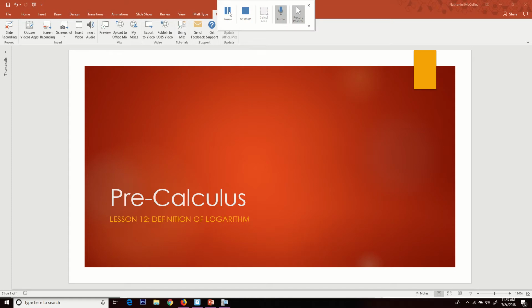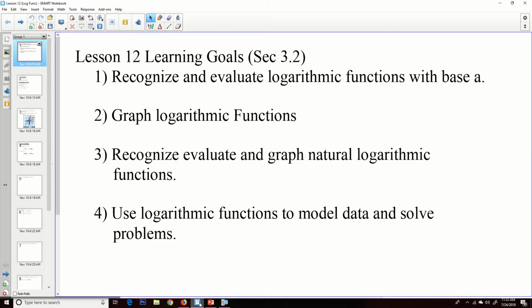Okay, good day. This is dual enrollment pre-calculus. I am Mr. McCulley, and this is lesson number 12, definition of logarithm. Let's get right to it. So the learning goals for today come from section 3.2 in the text.